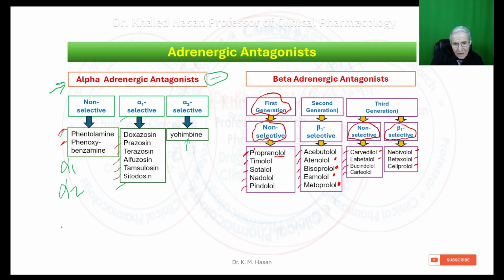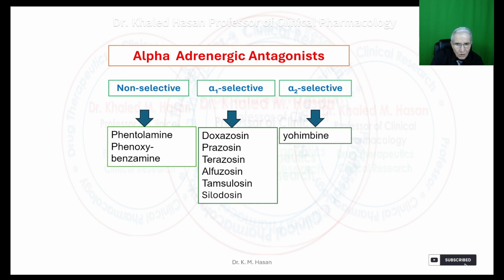Someone may ask: give me a medication belonging to the first generation non-selective, propranolol. Give me a medication belonging to the second generation beta 1 selective, we have atenolol. Give me a medication belonging to the third generation non-selective, we have labetalol. Give me a medication belonging to the third generation beta 1 selective, we have nebivolol. So this gives us the subcategories for the alpha blockers and beta blockers. Again, this is what we have.